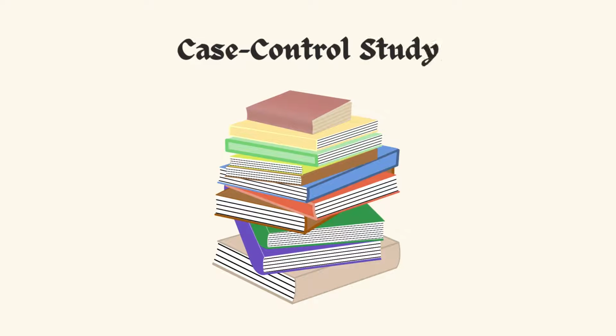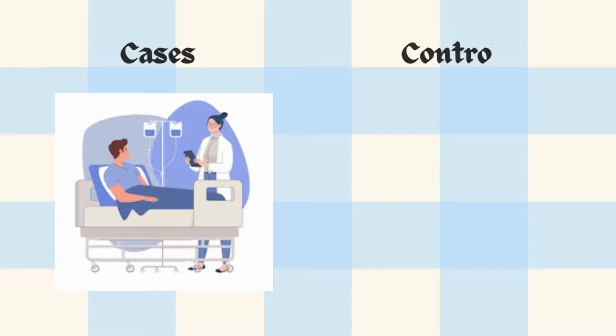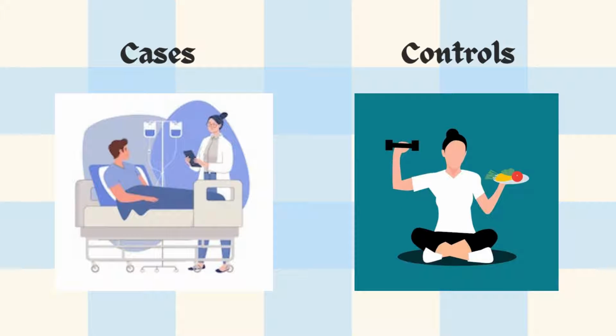Now, a case control study design, as the name suggests, revolves around two main groups. One is known as cases and the other one is known as controls. Cases are those individuals who have disease, and the controls are those individuals who do not have that particular disease, and they represent the general population.